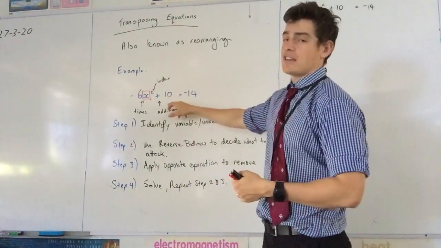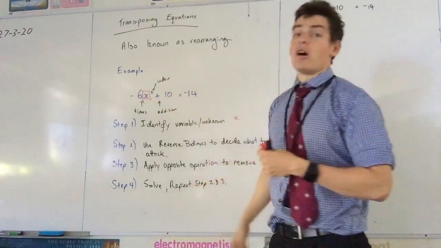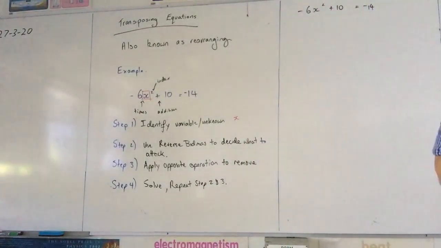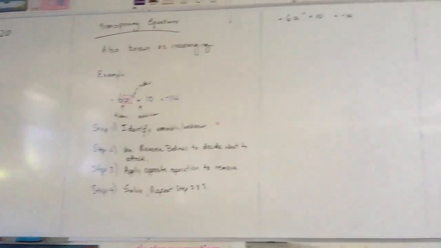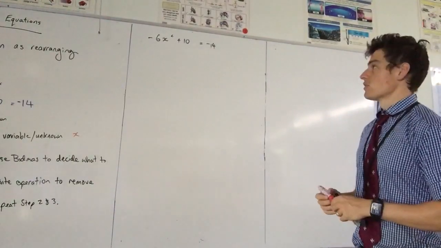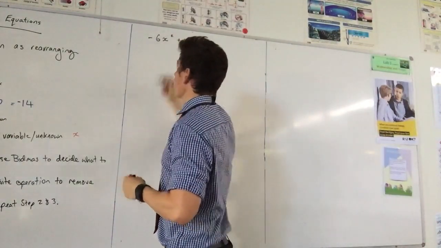So I'm going to subtract 10, not from one side, but from both. I'm going to physically cancel. I'm then going to solve and repeat steps 2 and 3. So again, I find the best way to do this, rather than talking at each other and giving you too much information, is to go through and actually solve one.